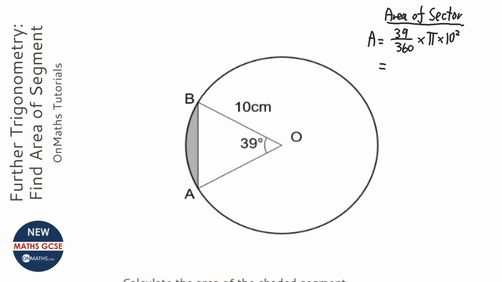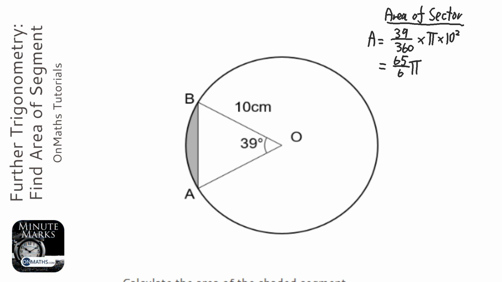So I'm going to type that in now into my calculator, so 39 over 360 times pi times 100, and I'm going to leave it in terms of pi, so 65 over 6 pi.